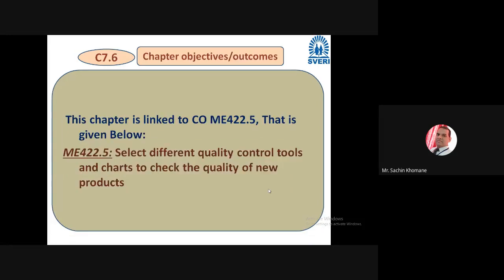Now this chapter is linked to CO number ME 422.5, and the previous chapter also had the same CO. So what is that? Select the different quality control tools and charts to check the quality of a new product. So these are also quality control tools, and especially we are learning control charts here. This is also a tool, right? You can check the quality or maintain the quality and reduce many non-required things in your department. So this is the CO.